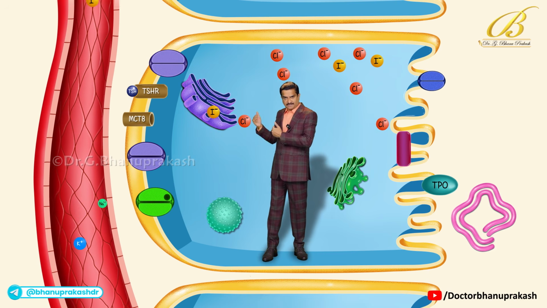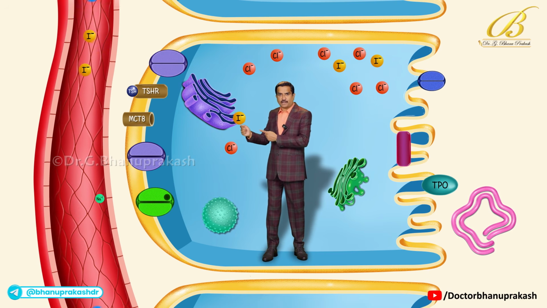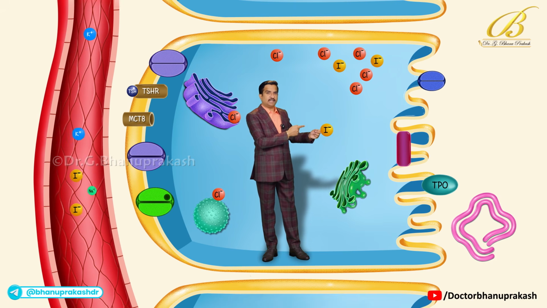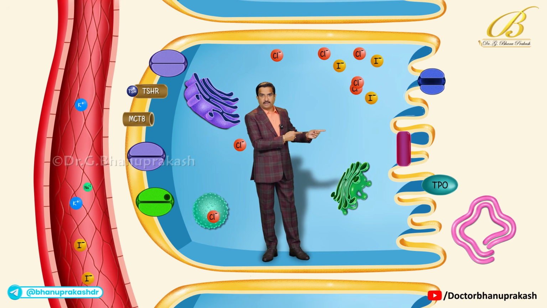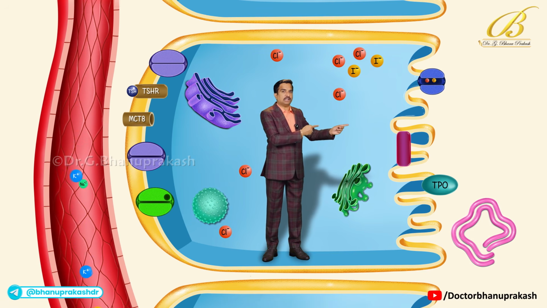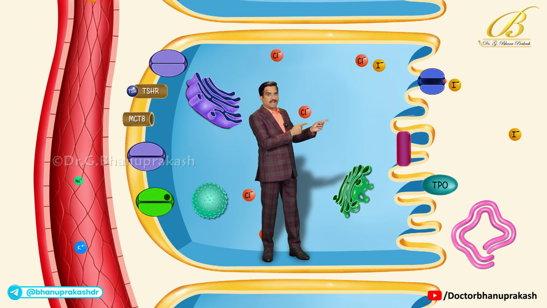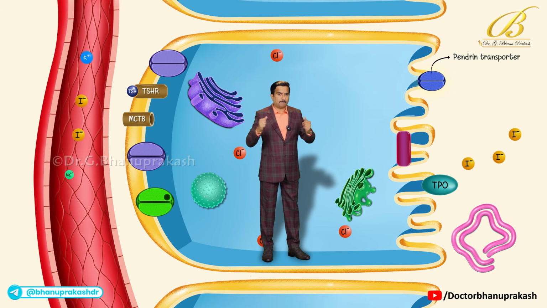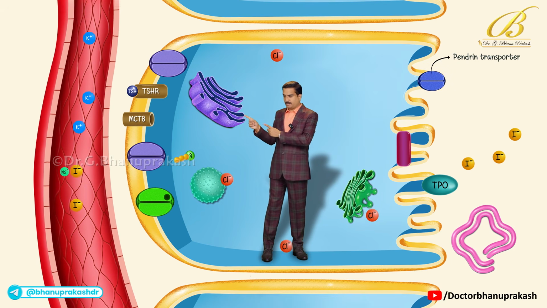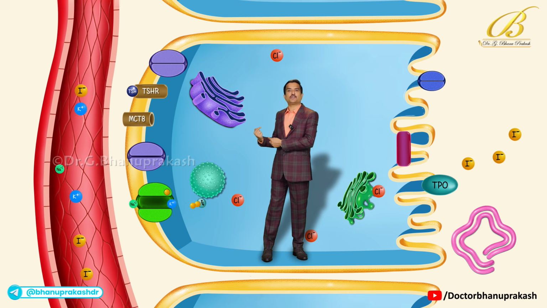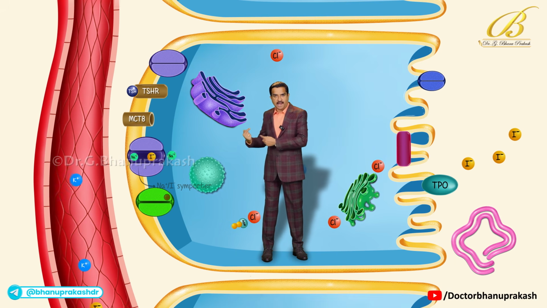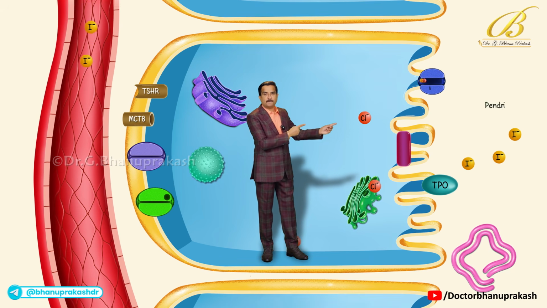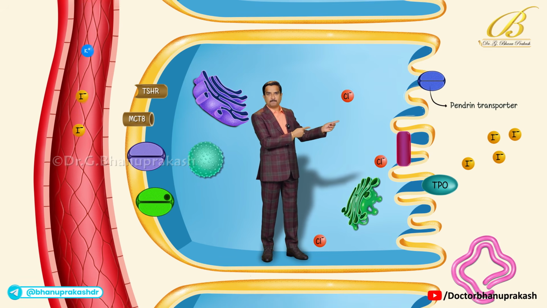Once inside, this iodide travels across the cytoplasm and finally reaches the apical membrane, where it is transported into the follicular lumen by another transporter called the Pendrin transporter. So what is the path? Blood, thyrocyte via sodium-iodide symporter, and through the cytoplasm into the follicular lumen via Pendrin. This is step 2.